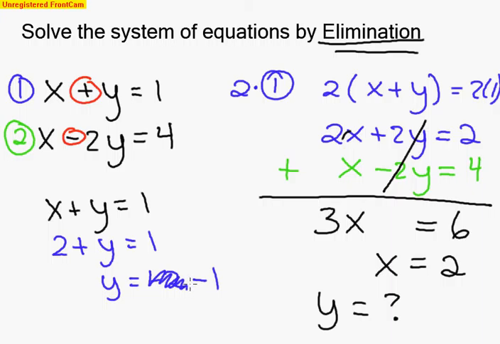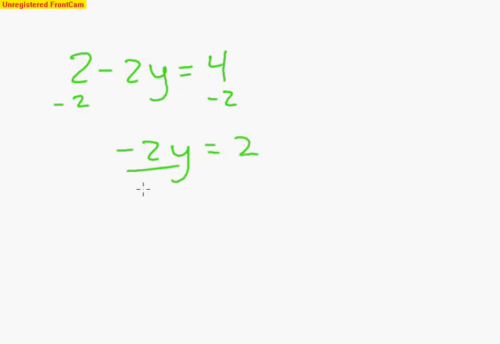Let's see what would happen if we plugged it into the second equation. So we have 2 minus 2y equals 4. We'll subtract 2 from both sides. We have negative 2y equals 2. We'll divide by negative 2. What we do to one side, we have to do to the other. And we get y equals negative 1.